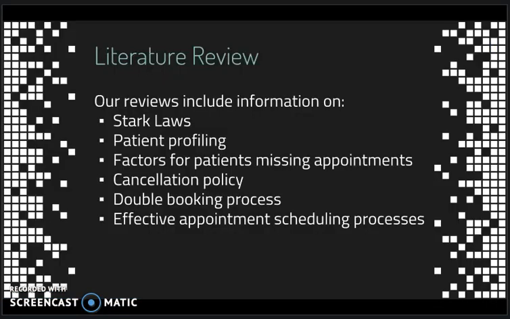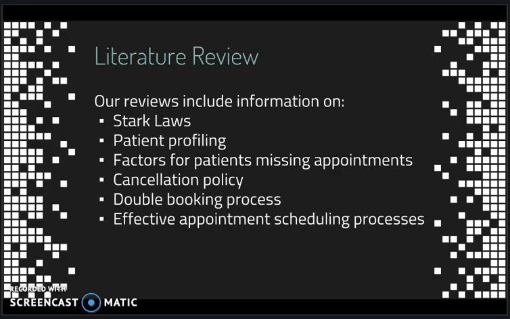And here is our literature review. We researched peer review articles on topics shown in the slide. We found information on the STAR clause and how not to break it when implementing our new ideas. We looked at articles pertaining to profiling patients. This gave us a sense of how to identify patients and how it had a tendency on the no-show rate.